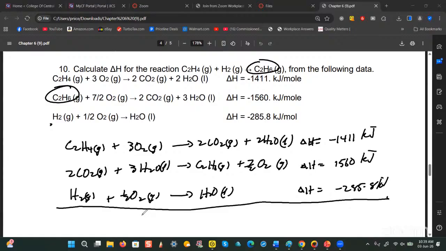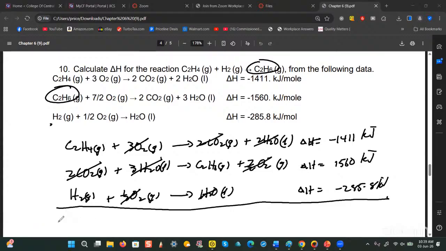CO2. Okay, yep. Anything else? Yep, because these 3 water molecules will cancel out these 2 plus 1 on the right side. Anything else? Or is that it? The oxygen. Yes, the oxygens. 3.5, 7/2, same thing, right? And I think that's it.